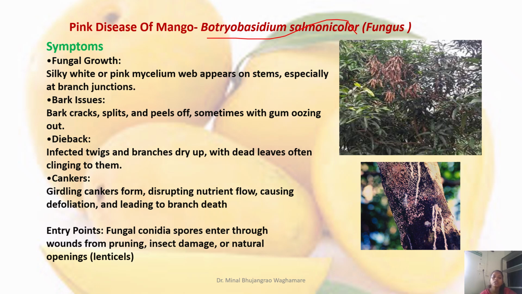of mango. We can also see that due to this pink disease, Botryobasidium leads to cracking of the bark, and once the bark is cracked, we can see splitting and cracking of bark, and peeling of this cover takes place easily, and from this cutting point, or splitting point, oozing of gum takes place. At severe stages, some branches also show a dieback appearance.